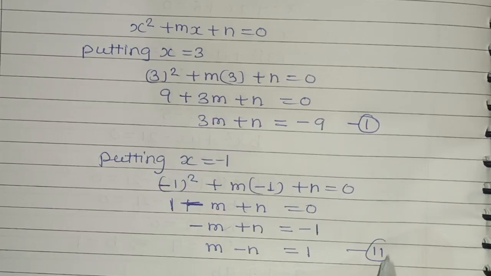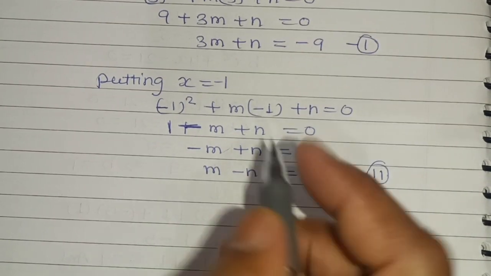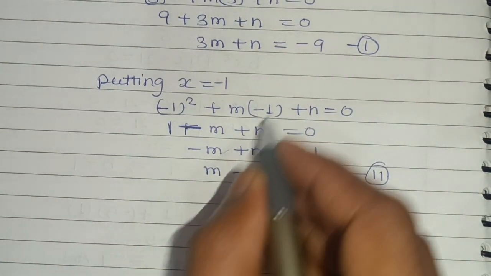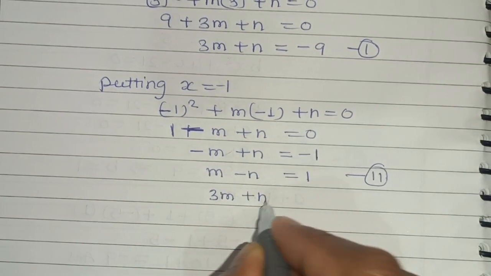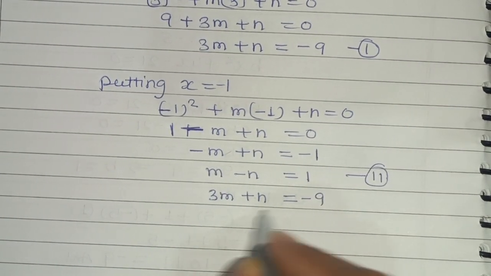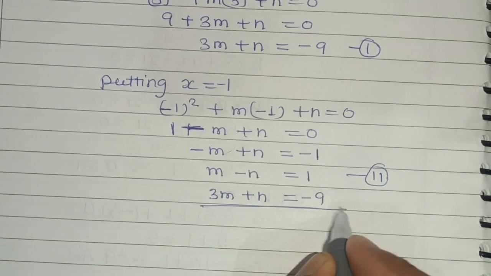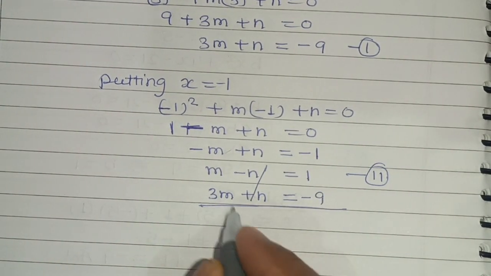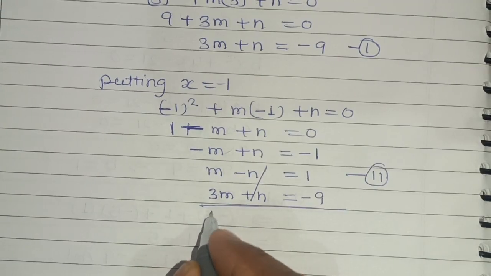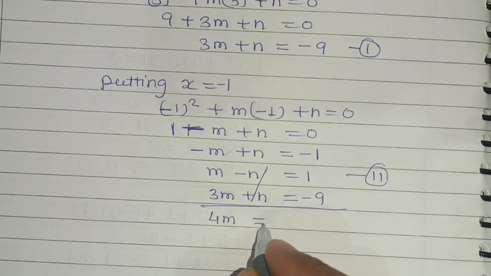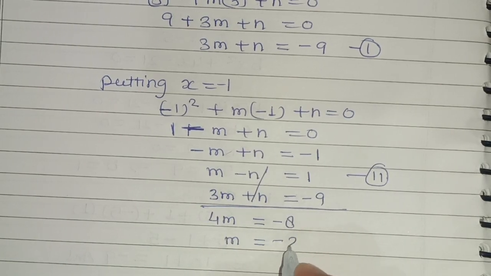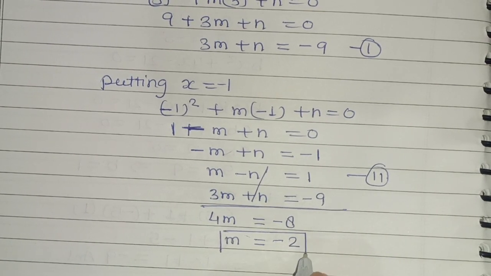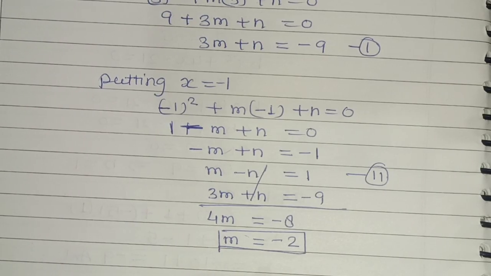This is equation second. So solving both these equations, we have 3m plus n equal to minus 9. So adding both, n cancels out, that is 4m equal to minus 8. So m is equal to minus 2. So the value of m is minus 2.